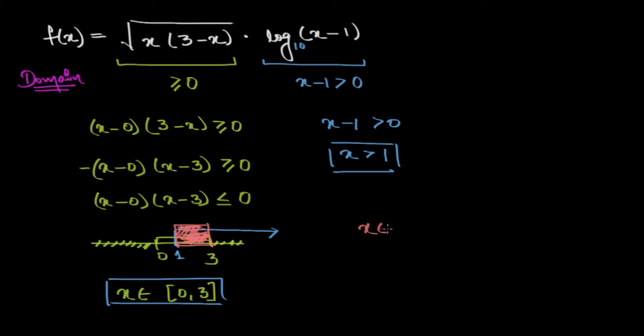So x belongs to, will it include 1 or not? No, we won't include 1 because x is greater than 1. It is not equal to 1. So this will be 1 with an open bracket up to 3. But can we include 3? Yes, we can, because x is greater than 1 according to this condition, and if I substitute 3 here, this will be defined because this will become 0. So I'll put a closed bracket at 3. So this is the domain of the given function written down here.